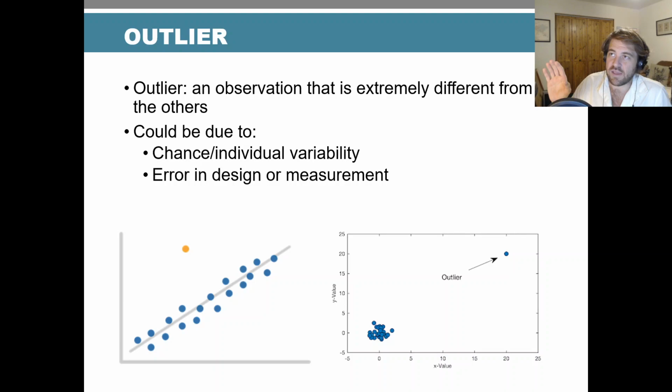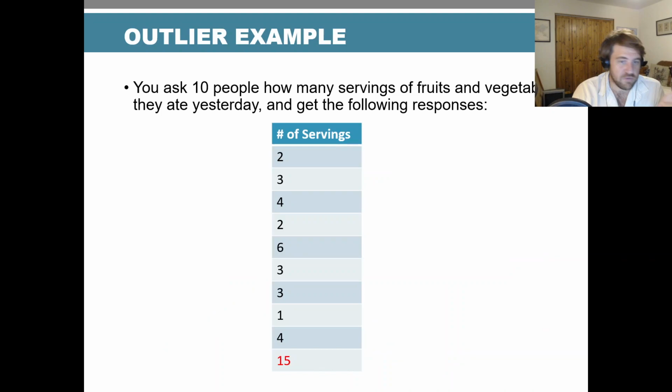So we have 10 people now that we're asking how many servings of fruits and vegetables they ate yesterday, and we get the following responses. It's the same group of people that we asked when there were 9, and then here's your vegan friend, and they had 15 servings of vegetables yesterday. And so things get a little funky. So what happens to the scores? That one extreme score is going to change the mean. It actually doesn't change the median or the mode.